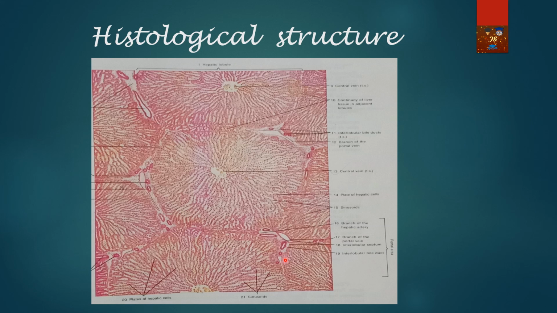So once you have identified the central vein under the high power objective of the microscope and radiating hepatic cells constituting the hepatic lobule, be sure that you are identifying the histological structure of the heaviest organ of our body, that is the liver.